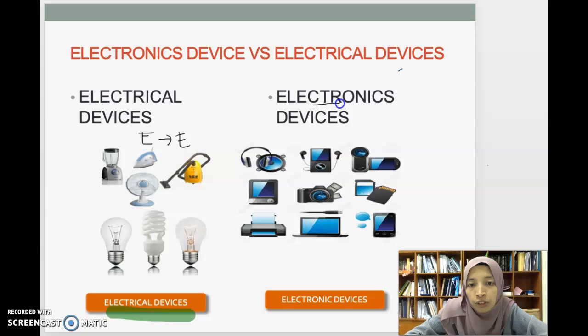How about the electronic device here? It will convert the energy to something useful. You get extra information here, right? From your camera, from your laptop, from your printer, from your iPad. So there is some extra info here, some processor inside. So this is what we call electronic device.